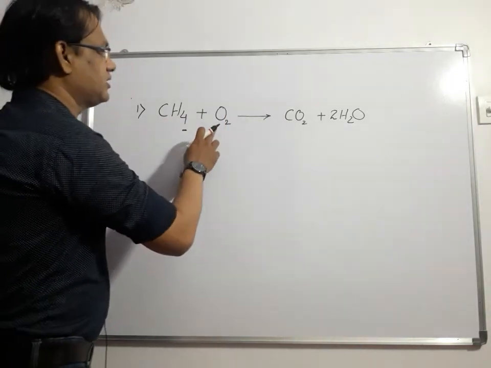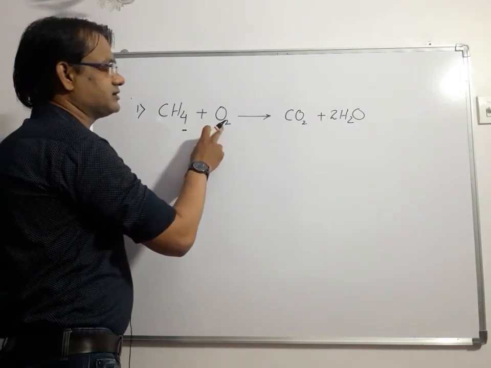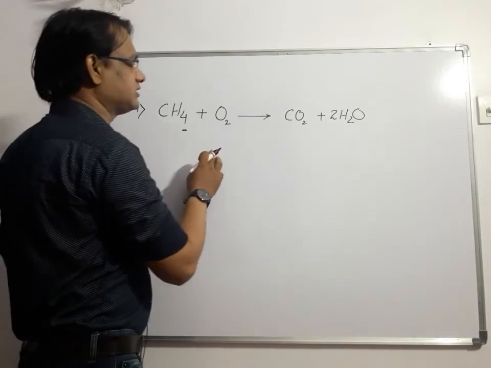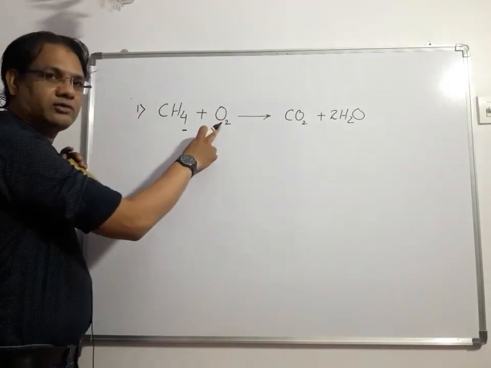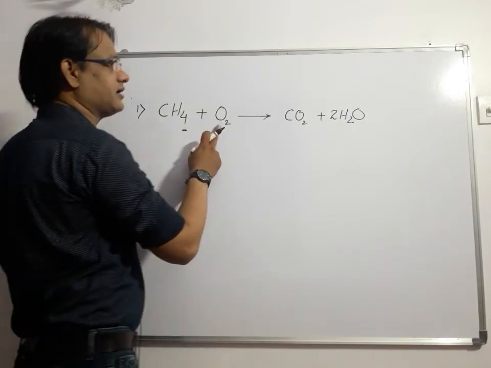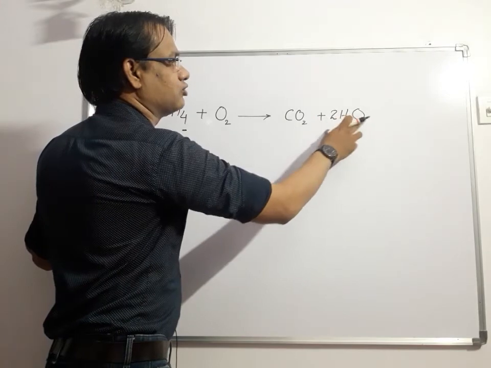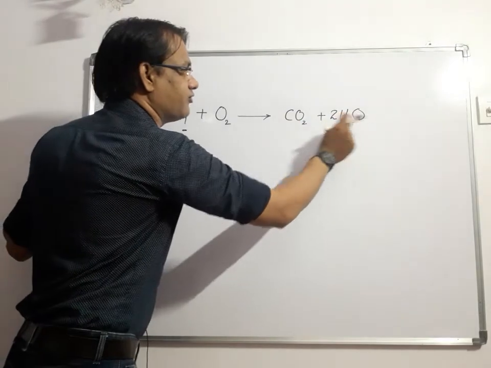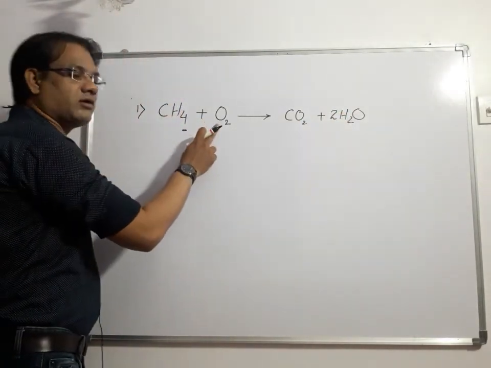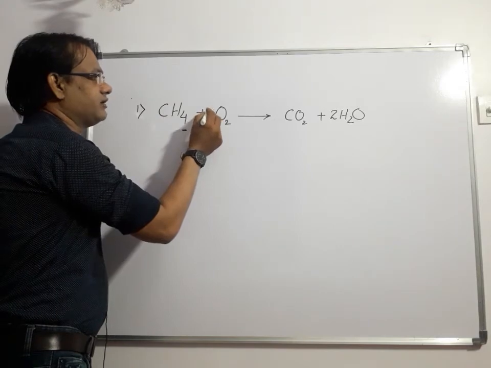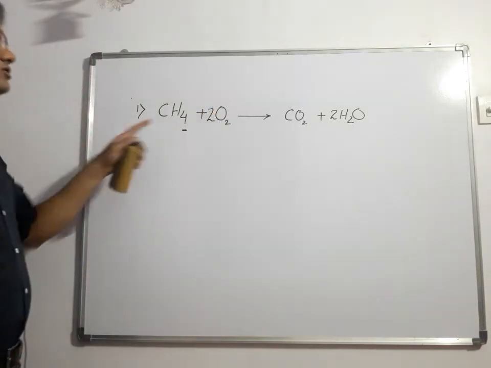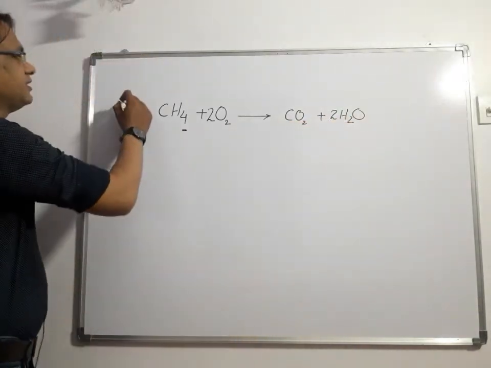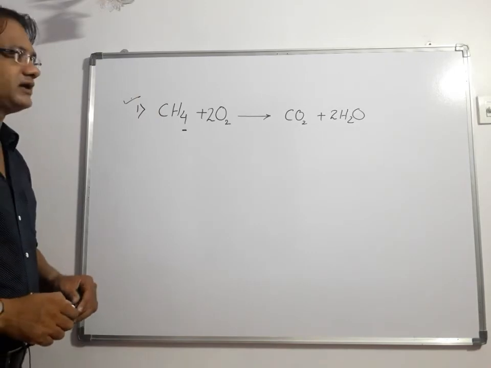Now what remains is the oxygen. So here, if we see, there are 2 oxygen atoms, and on the other side 2 and 2, 4 oxygen atoms are here. So we'll balance this oxygen. There are 4 oxygen atoms and there are only 2 oxygen atoms. So what will we put here? We'll put 2 in front of oxygen. So this oxygen will become 4. So this 2 and 2, 4 oxygen will also be balanced. So in this manner we can balance this reaction also.